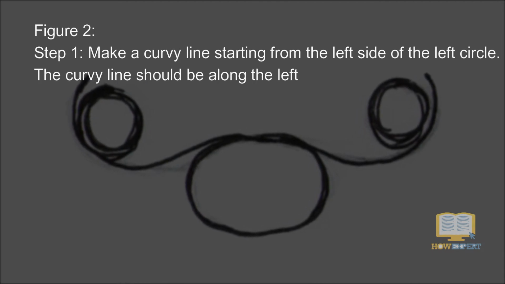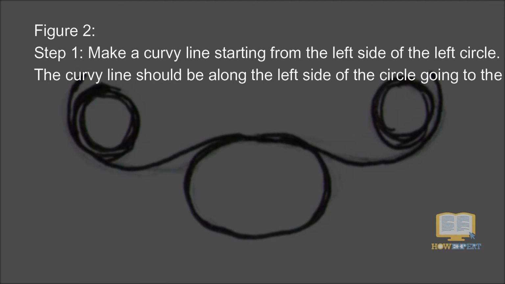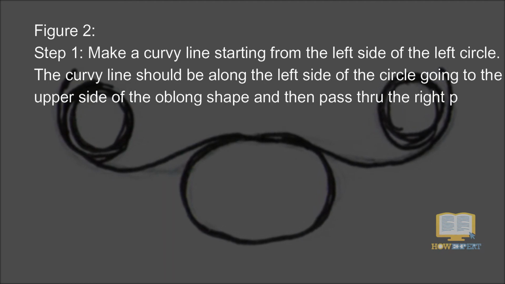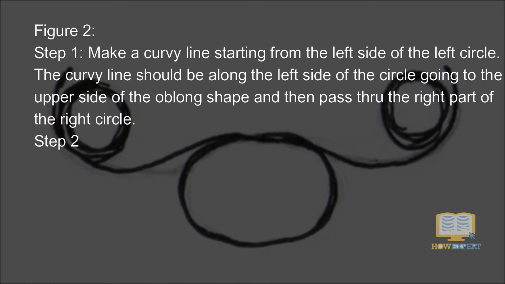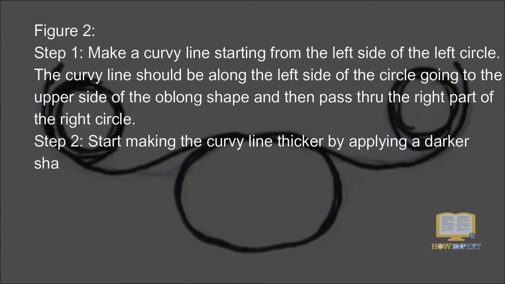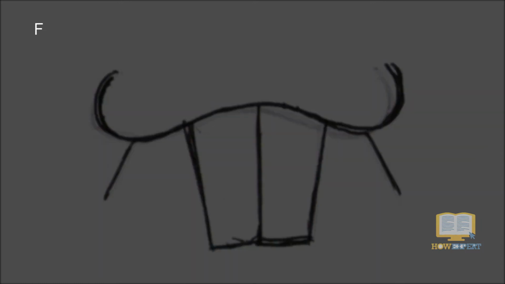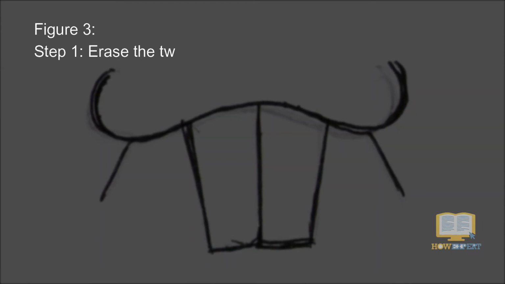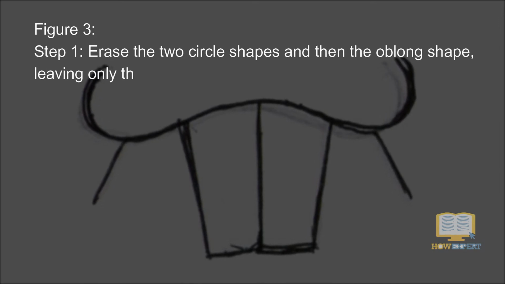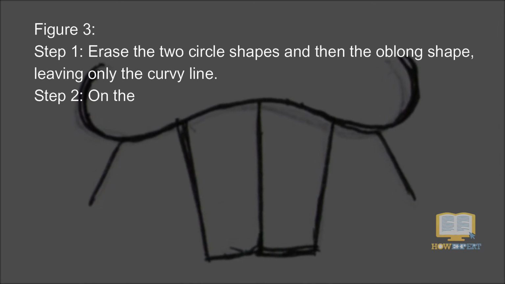The curvy line should be along the left side of the circle, going to the upper side of the oblong shape, and then pass through the right part of the right circle. Step 2. Start making the curvy line thicker by applying a darker shape of your drawing tool. Figure 3. Step 1. Erase the 2 circle shapes and then the oblong shape, leaving only the curvy line.